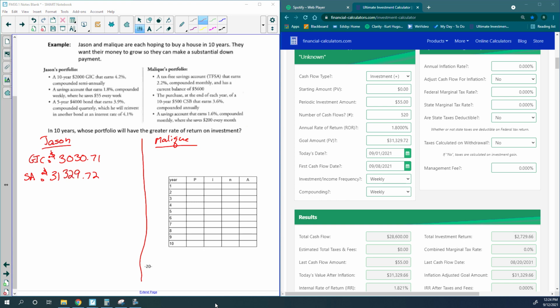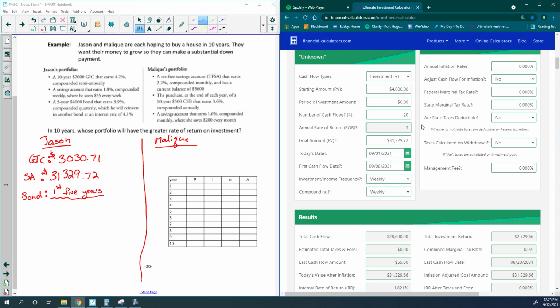Okay. And now the next one is a 5-year $4,000 bond that earns 3.9% compounded quarterly, which he'll reinvest in another bond at an interest rate of 4.1%. So for this one, we're going to do his bond, and we're going to do the first 5 years to start with. The starting amount is 4,000, so that's the principal. We're not making regular payments, so that's zero. There we go. It is compounded quarterly, so it's 4 times in a year. And if we're only doing it for the first 5 years, 4 times 5 is 20.